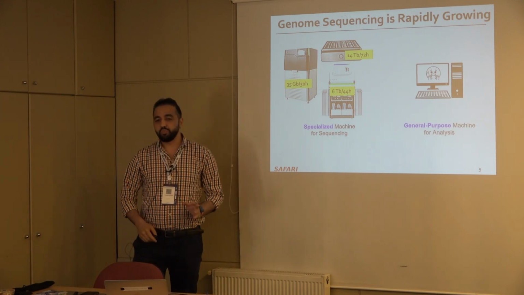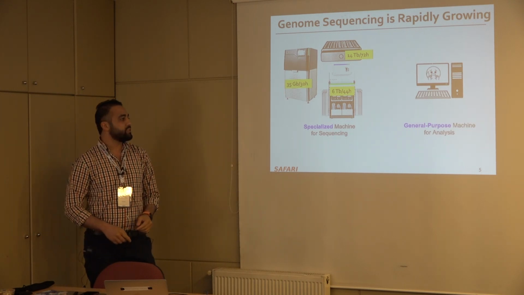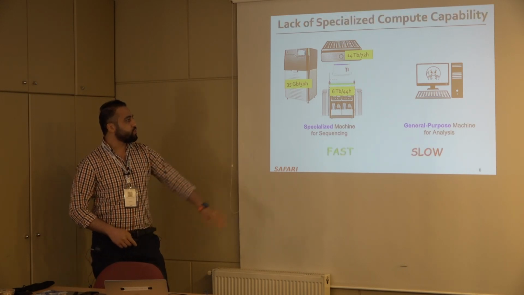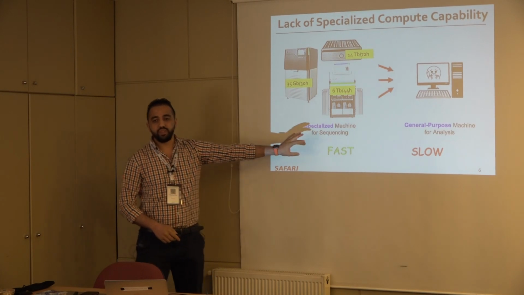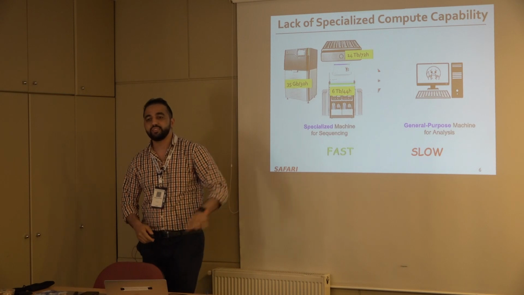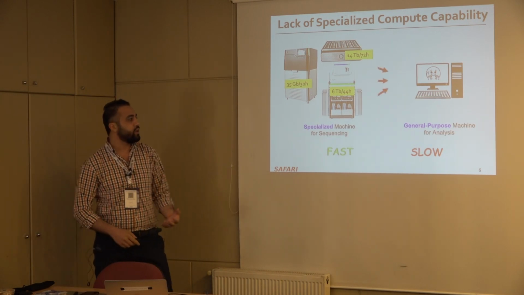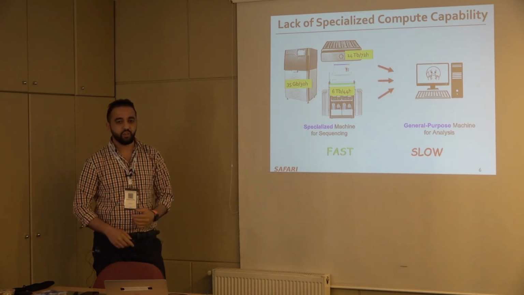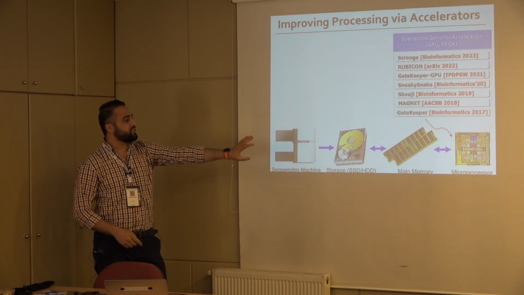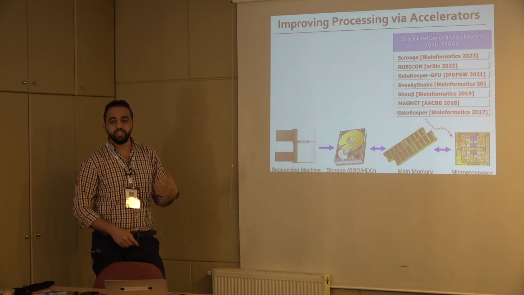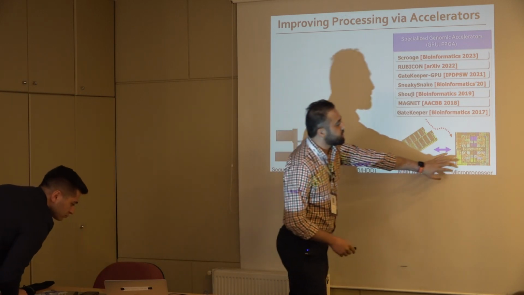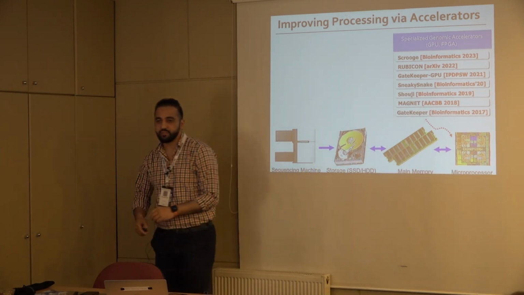However, we still use general purpose computing systems to do the analysis. And that causes a problem, because the sequencers are specialized for the job that they are doing, which is just sequencing, and we are using general purpose systems, which are not customized for the operation that we are handling. We get slow performance at the compute. We tried to address that via several works on GPU and FPGA acceleration, as accelerators to support some customized operations at the processor side.